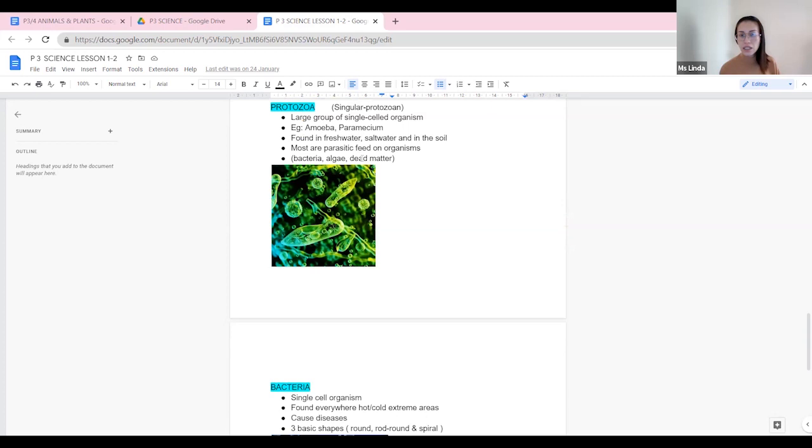Another example is parasites. Most of them are parasitic and feed on organisms. Like I said, bacteria, algae, dead matter, they do attack us and make us sick. So they do feed on our flesh. I mean, not really our flesh, but any infection or bacteria that is going to develop. So they do technically feed on the flesh.